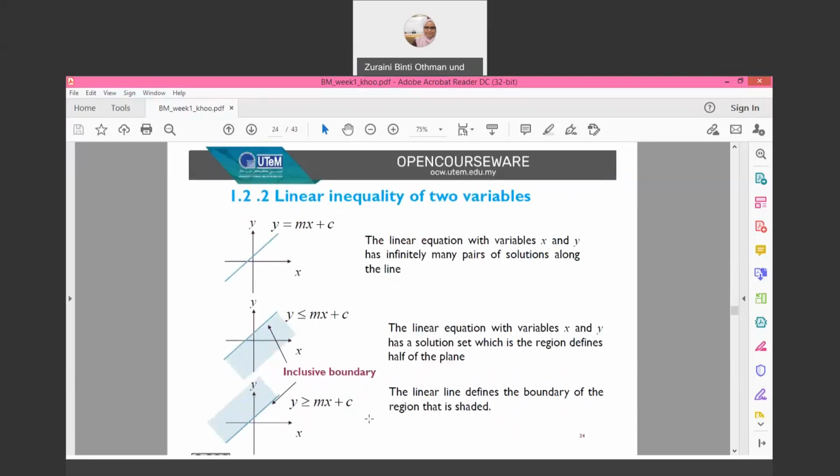Okay, so this is linear inequality of two variables. If we have two variables x and y, then it is a linear equation, many pairs of solution along the line yang ni. Okay, when we call it as y less or equal to mx plus c, maksudnya dekat sini. Less maksudnya the solution is yang bawah. Region dia dekat bawah, half of the plane. Okay, kalau we call it as y is greater or equal to mx plus c, okay, so here the region is shaded yang atas ni.